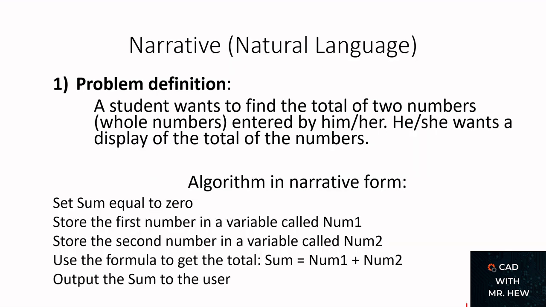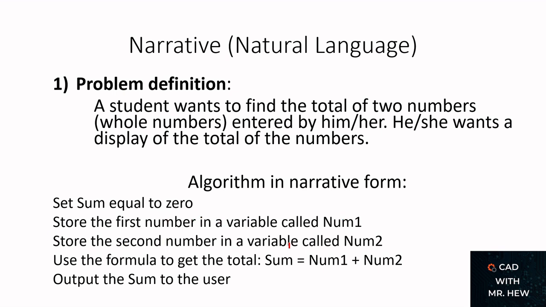Here we have the narrative, which is a natural language. And here we have the problem definition. A student wants to find the total of two numbers, and these numbers are whole numbers, entered by him or her. He or she wants a display of the total of the numbers. So here we have the narrative algorithm in a narrative form. So we have set sum equal to 0. Store the first number in a variable called num1.